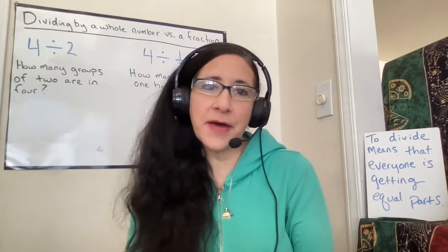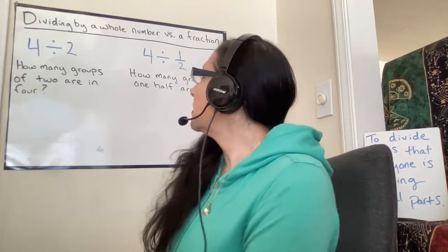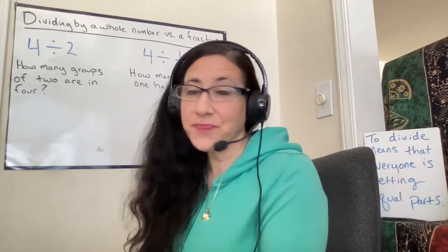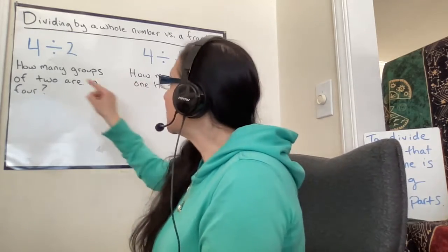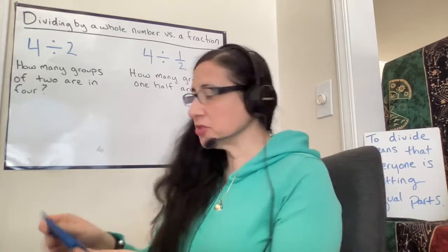Today we're going to talk about dividing by a whole number versus a fraction. Okay, so let's look at our first example. Here we have 4 divided by 2. What this is saying is, how many groups of 2 are in 4? Let's think about that as a picture, okay?